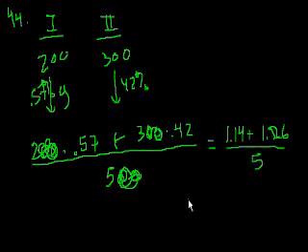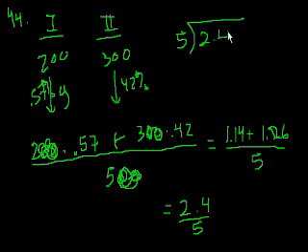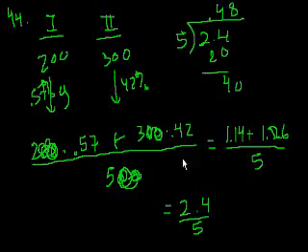And this becomes 2.4 divided by 5. And so 5 goes into 2.4. Let's see, goes into 4. 4 times 5 is 20. So 0.48. So the answer is 48%, or 100 times 0.48, and that's choice C.